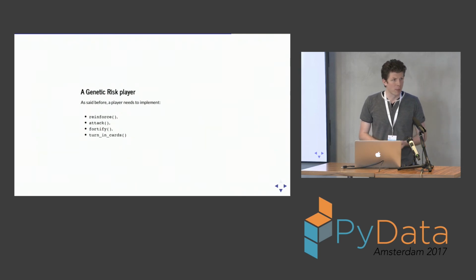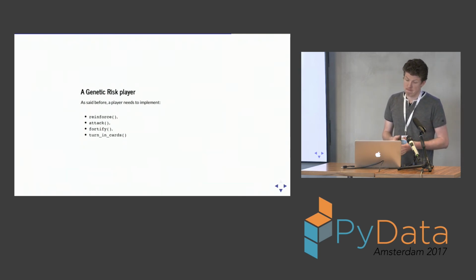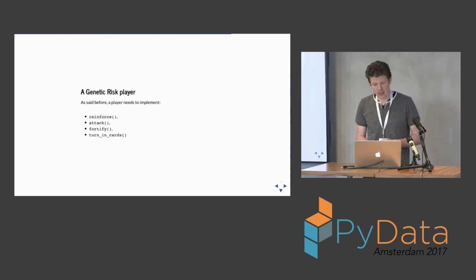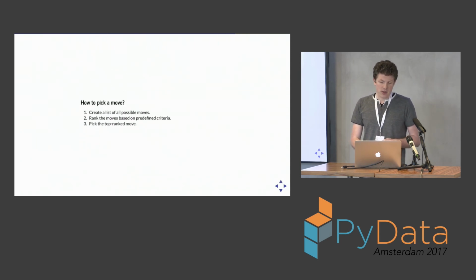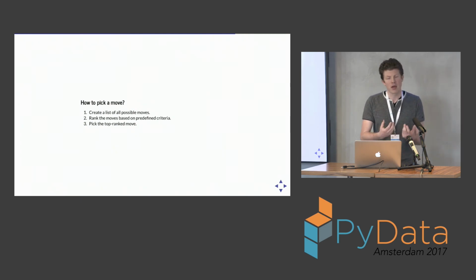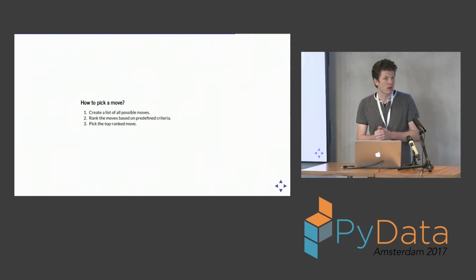Now, we still need a player that plays Risk, a genetic Risk player. And so, as said before, the player needs to implement Reinforce, Attack, Fortify, and Turn in cards. And of course, we must be able to mutate the player a little bit and combine it later. So first of all, let's think of how to pick a move. The easiest way is just to create a list of all possible moves, rank these moves based on some criteria, and then pick the top ranked move.